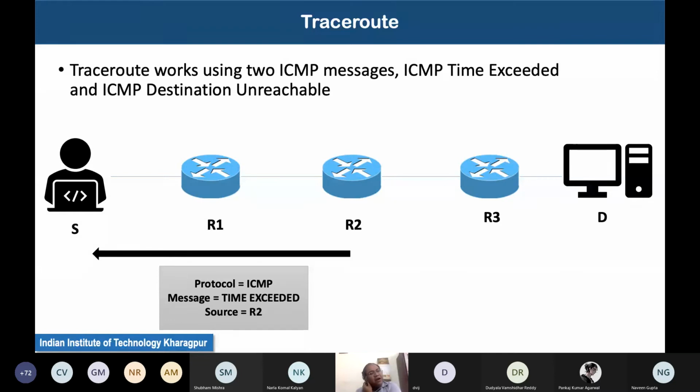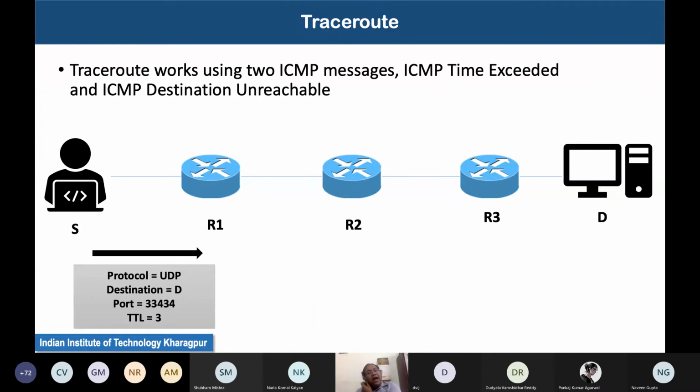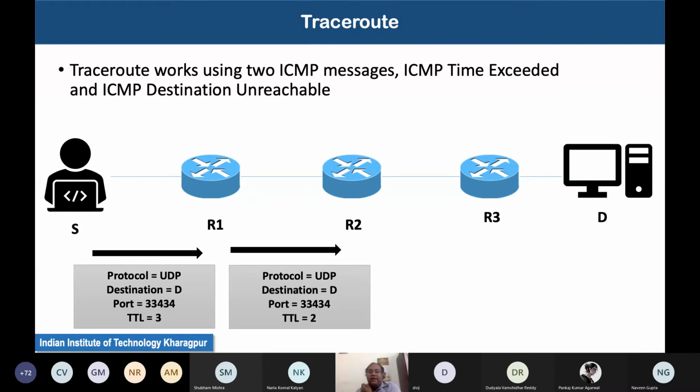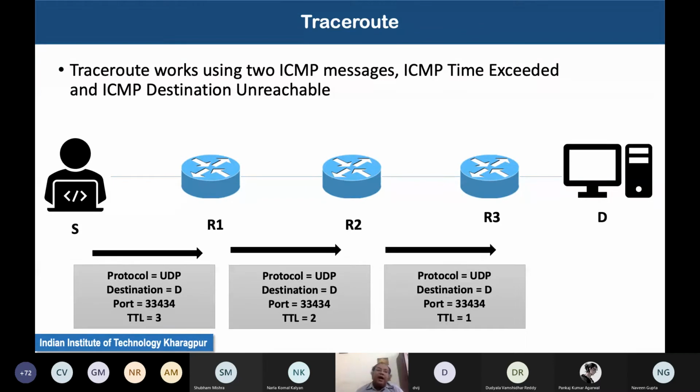Then to get the third hop, you send a UDP message with TTL equal to 3. R1 will forward it, R2 will forward it, and when it reaches R3, the TTL will be 1. R3 will decrement it, the TTL will become 0, and R3 will send an ICMP time exceeded message with source R3. And you know that your third hop is R3.